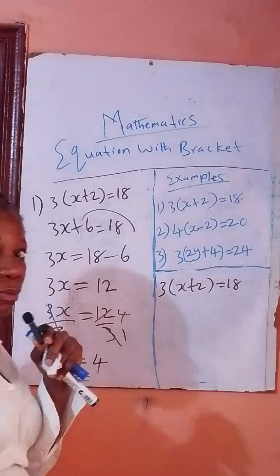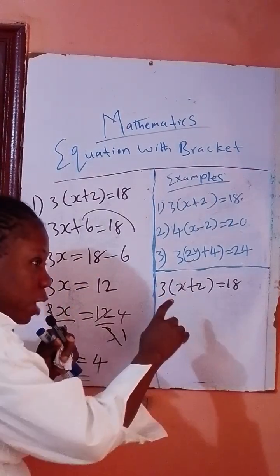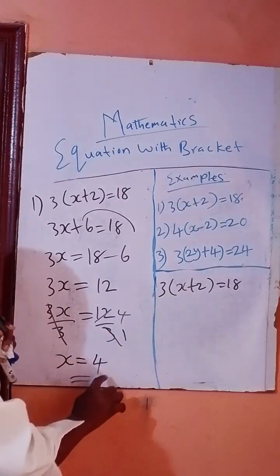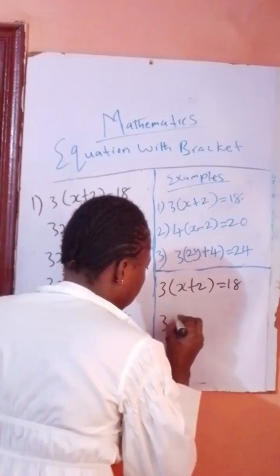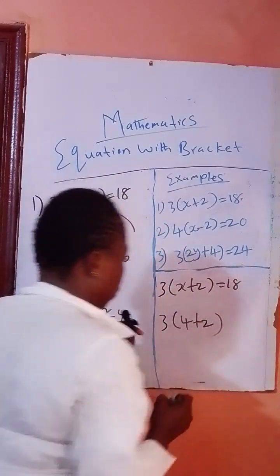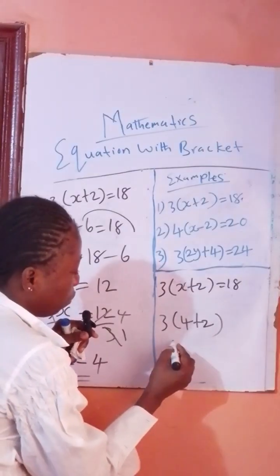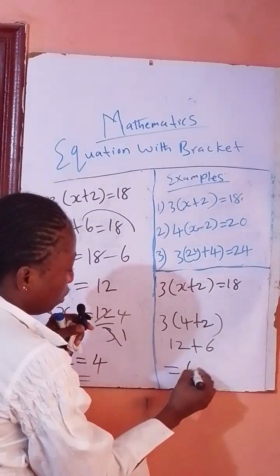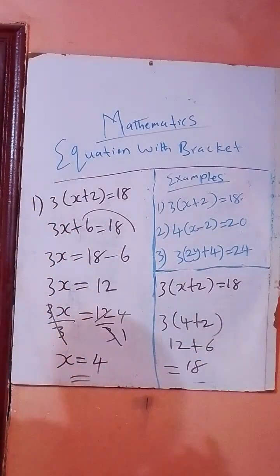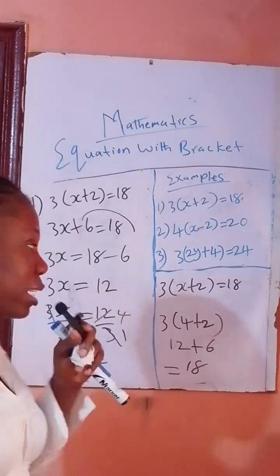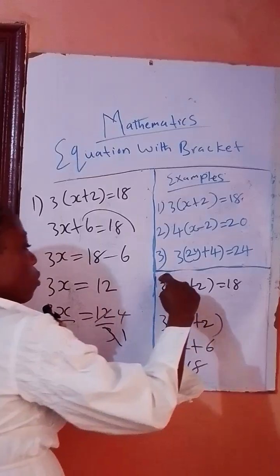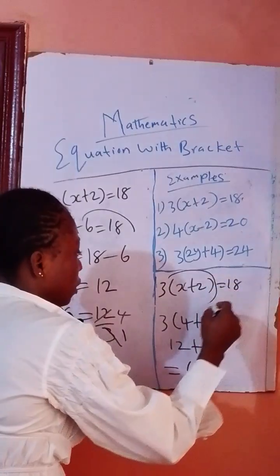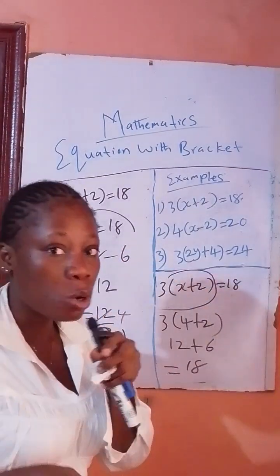This is our question. Now I'll be replacing this x with this 4. Instead of writing x again, I'll write 4. Then 3 times this 4 is 12 plus 3 times 2 is 6. Hope you understand. That means our answer is correct. It means that after solving all this inside here, our answer is still going to be equal to 18.